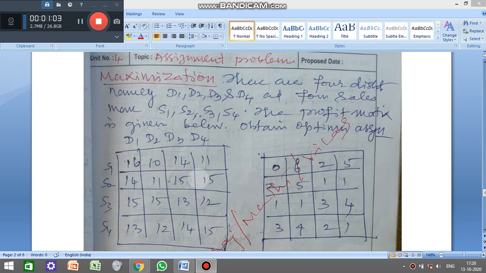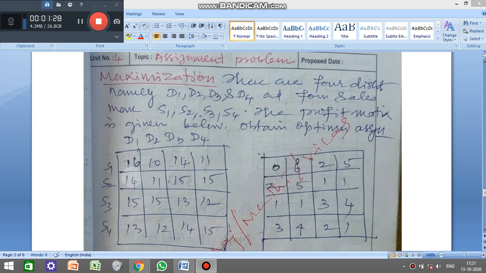I told you to choose the very high entry here. The very high entry is 16 here. You subtract all our entries from this 16. You will get this particular box. Am I correct? 16 minus 16, 0. 16 minus 10, 6. 16 minus 14, 2. And 16 minus 11, 5.